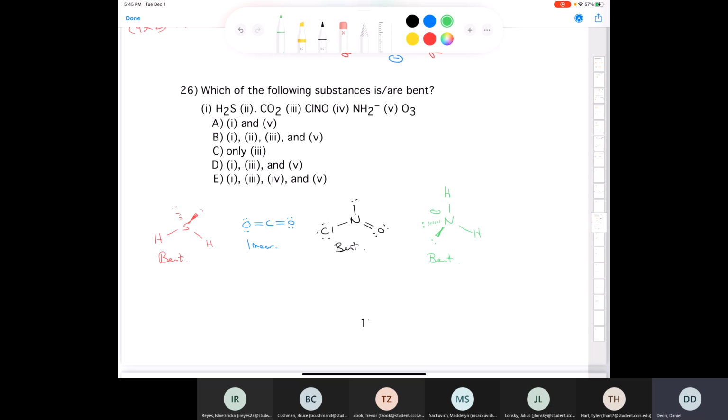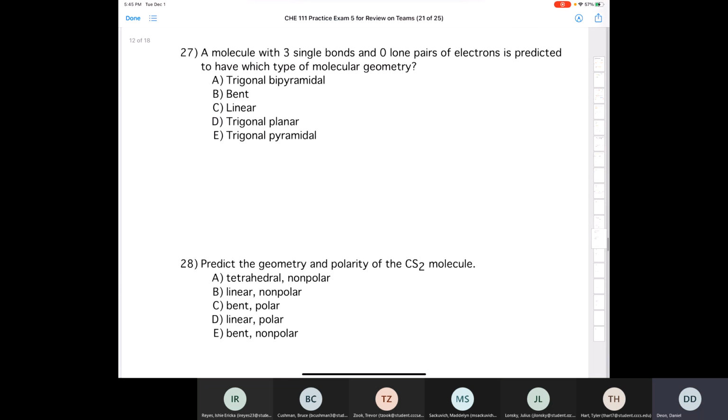And then finally, we have ozone, and ozone looks something like this. You can draw the lone pair like that, or you can draw it at the end of a line like that. Whatever works for you is good. But the ozone molecule looks like this, so you can see that it is also bent. And so the ones that are bent are H2S, oops, no, not CO2. So everything except for CO2. Yeah, here we go. Okay, let's move on to question 27.